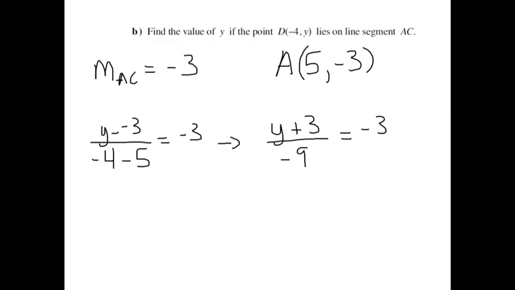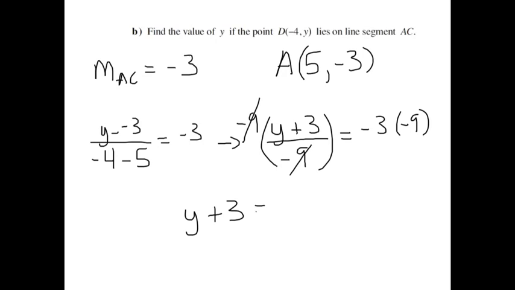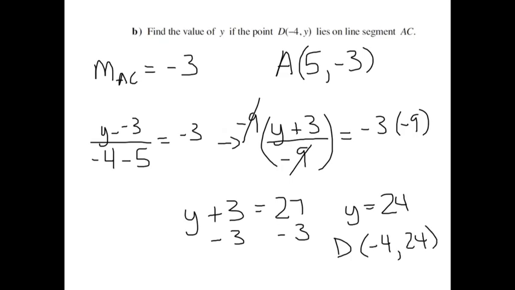Now we want to get rid of the stuff on the bottom to make it a little bit easier. So you're going to multiply the left side by negative 9, and you're going to multiply the right side by negative 9 as well. What you're going to be left with is y plus 3 is equal to 27. Now to solve for y, you're going to subtract 3 from both sides, so y is equal to 24. So for point D, the point would be negative 4 and 24 if it was to occur on the same line.